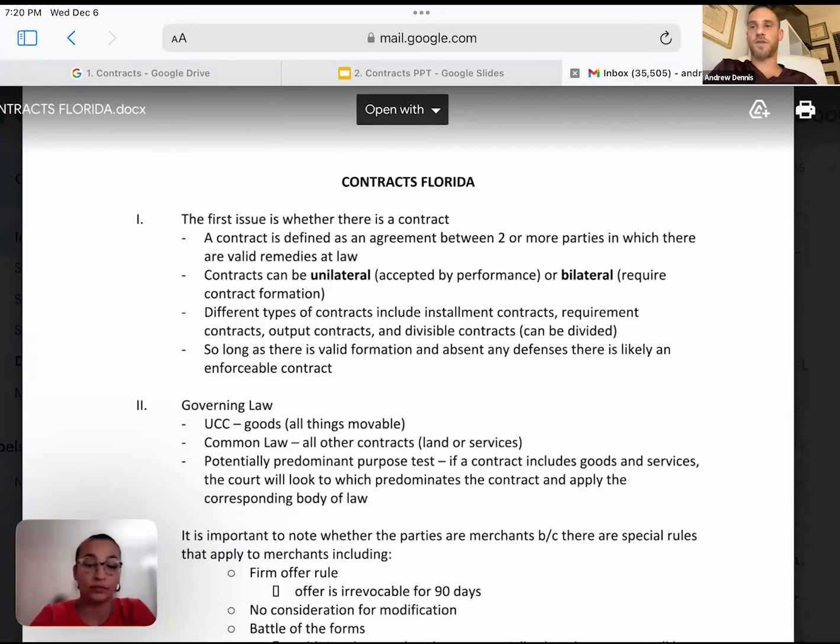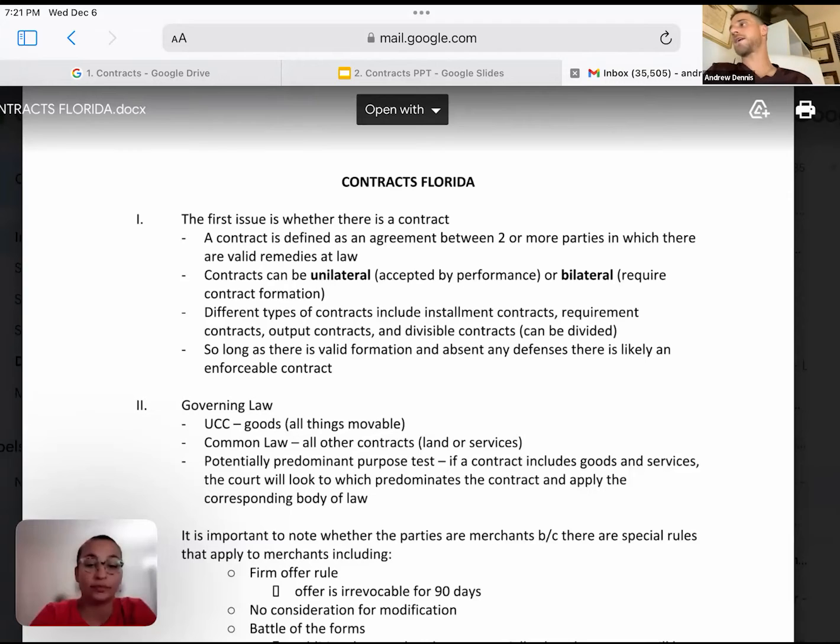The first issue is whether there's a contract. A contract is defined as an agreement between two or more parties in which there are valid remedies of law. Contracts can be unilateral, accepted by performance, or which require contract formation. Different types of contracts include installment contracts, requirement contracts, output contracts, and divisible contracts, contracts that can be divided. So long as there's valid formation and absent any defenses, there's likely an enforceable contract.